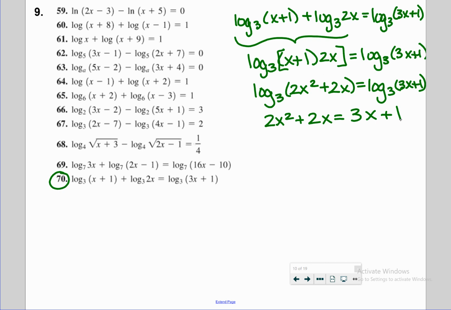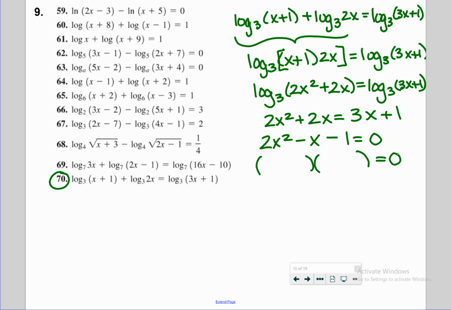And then from there, quadratic, get it equal to 0. This is all just review now. So I'm going to subtract 3x. That'll give me a negative x. Subtract 1, negative 1. This one is factorable. It's not too bad. You could do guess and check a little bit.